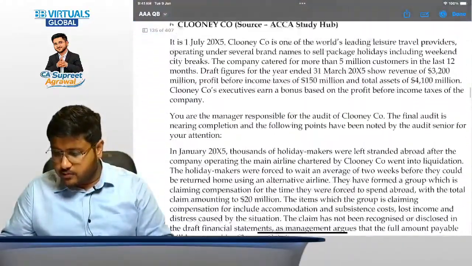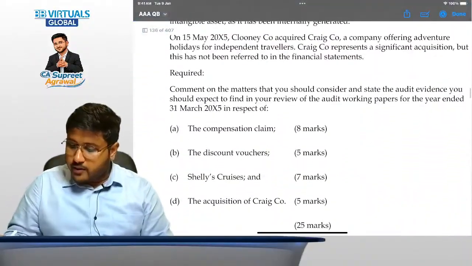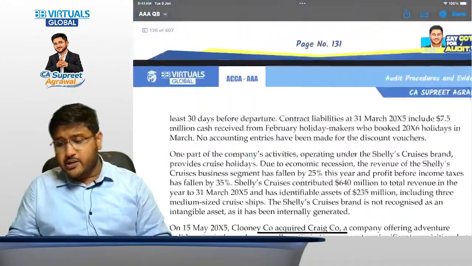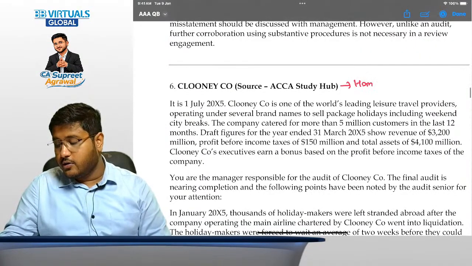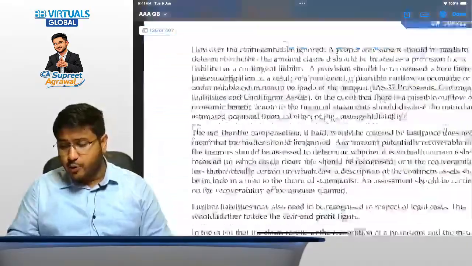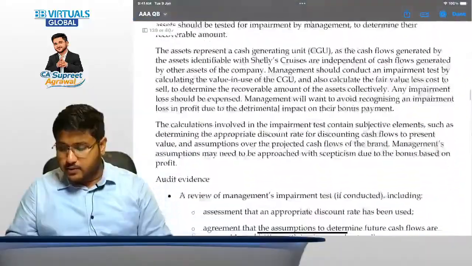Then let's talk about Clooney company. Again, let's read the requirement. Comment on the matters that you should consider and state the audit evidences. See, the pointers are being changed, but will the method change? No, the method will not change. Again, homework question, right? When I say homework, what I mean is that it is a similar question.